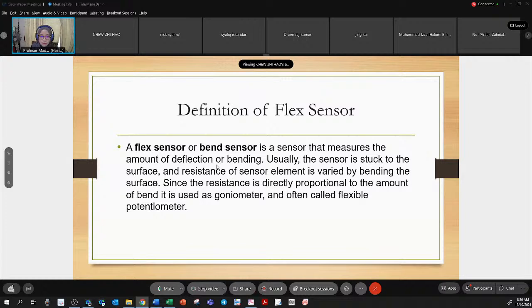Explain sensor, number 3. The comment is that when you explain the flex sensor, the fundamental is that the resistance of the sensor element varies based on the bending surface. So it means that if you have a larger displacement, then you have a larger resistance. Okay, so I would explain this slide.